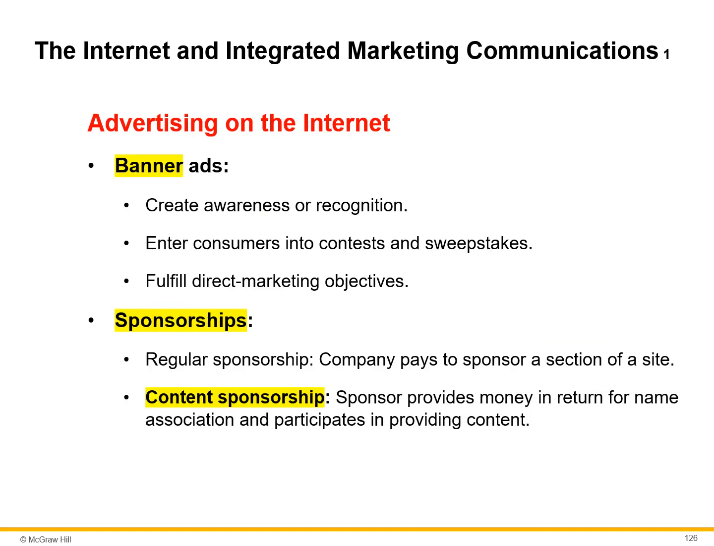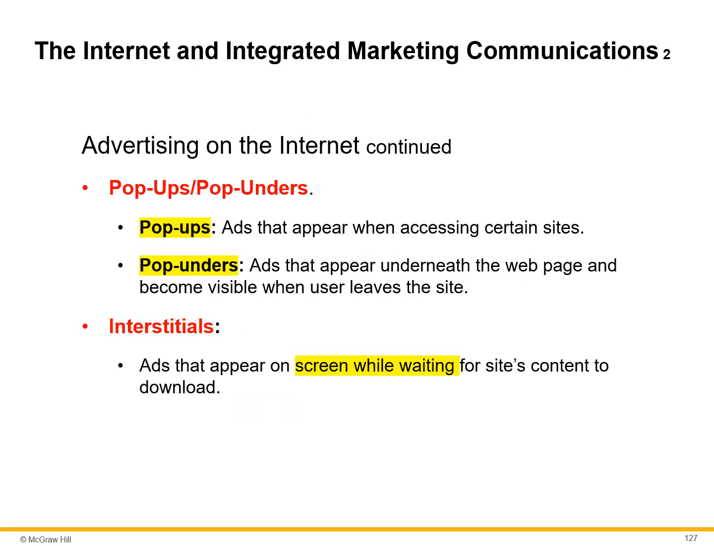Advertising on the internet. How do you advertise on the internet? You can have banner ads. You can have sponsorship, regular sponsorship or content sponsorship. You can have pop-ups and pop-unders. Make sure you know what pop-ups are, what pop-unders are, and also what interstitials are. It's all going to be on your test.